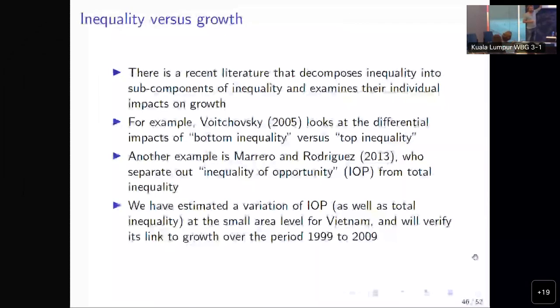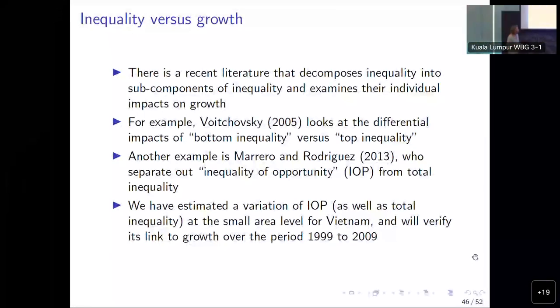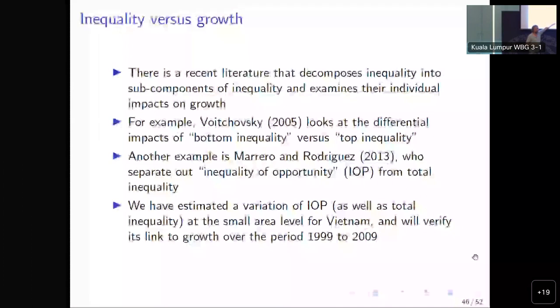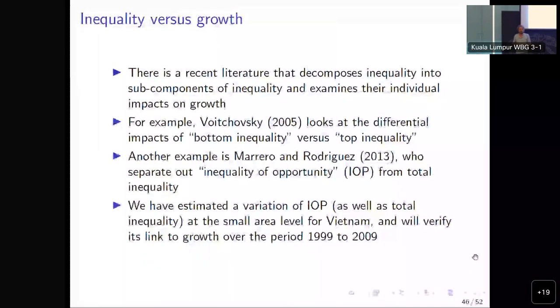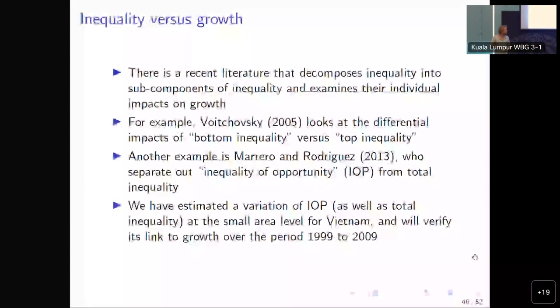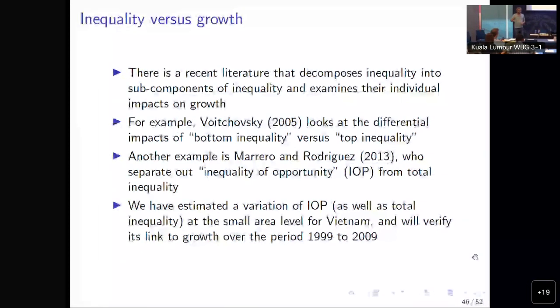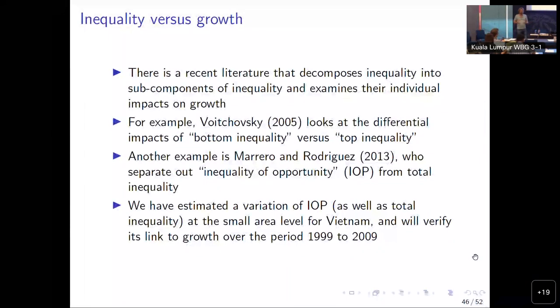Anyway, in this empirical illustration, we revisit that using data for Vietnam. I was able to get my hands on two poverty maps that were carried out by some of my colleagues from Vietnam, using the census for 1999 and the census for 2009. So now at the community level in Vietnam, or the district level, I forgot what level it was, we have small area estimates of total inequality and inequality of opportunity. And so that allows us to run a similar type of regression to what they did for the United States, but now for Vietnam.